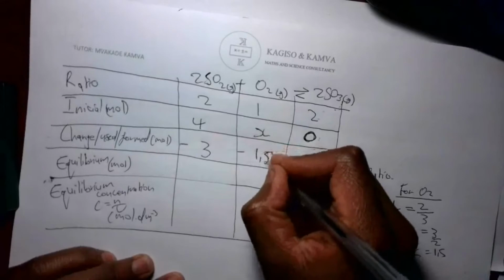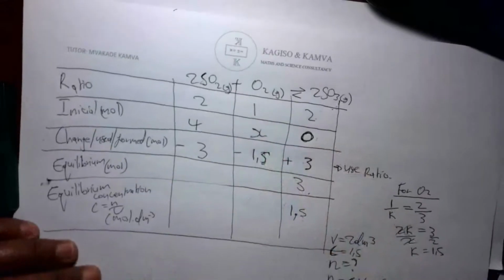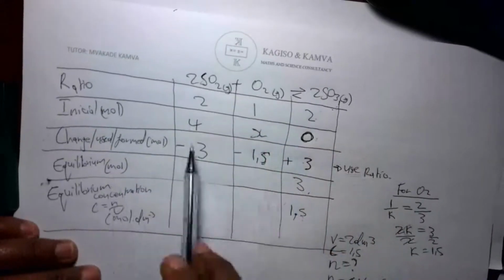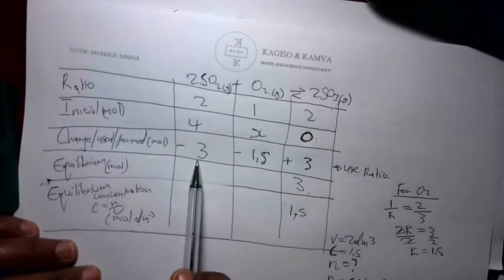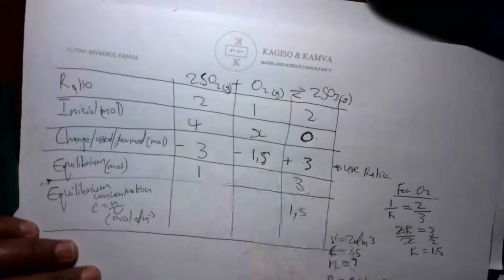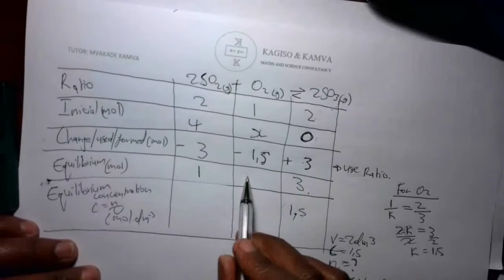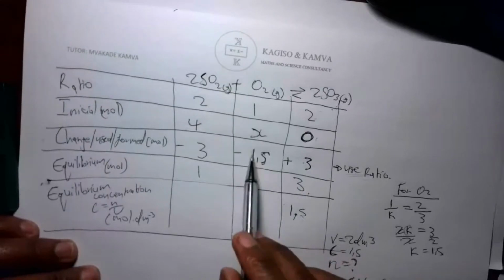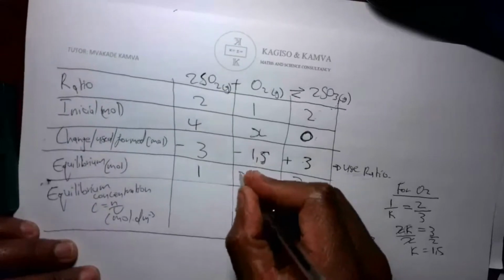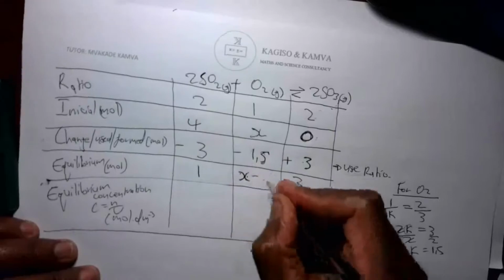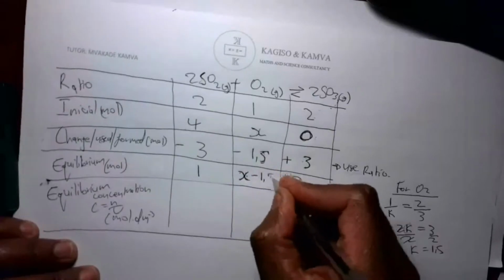1,5 here. Okay, so now how do we get to equilibrium? We just say 4 minus 3. 4 minus 3 is 1. How do we get here? X minus 1,5, x minus 1,5.